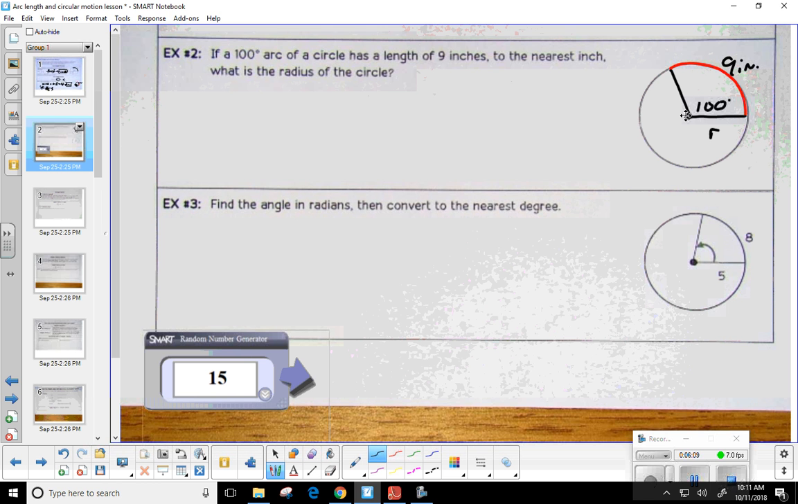Okay. No volunteers. I do have my random number generator ready to go. 33. Fawaz. Thank you for volunteering. Okay, so to the nearest inch, I'm looking for that radius.